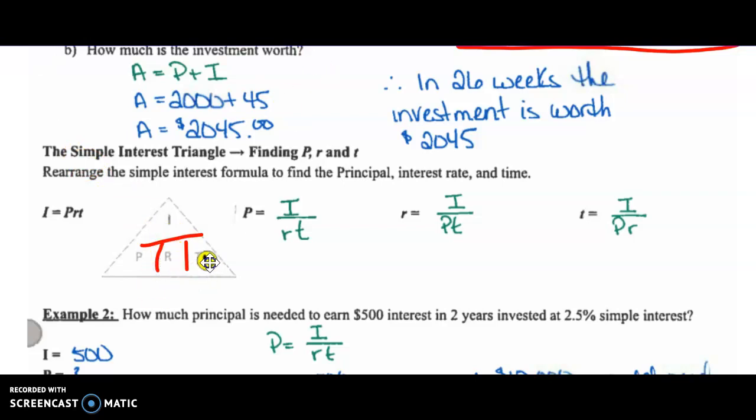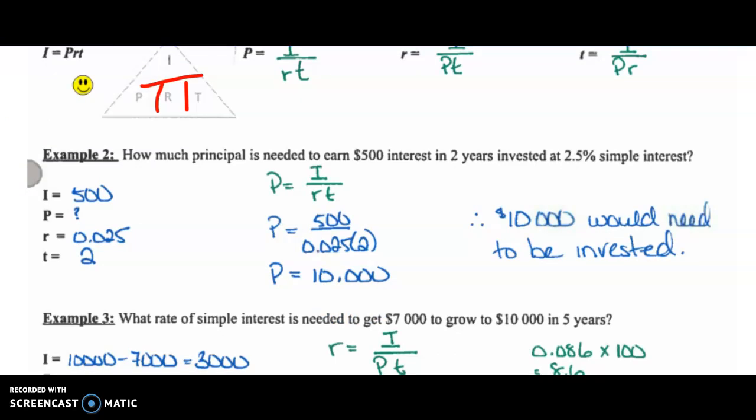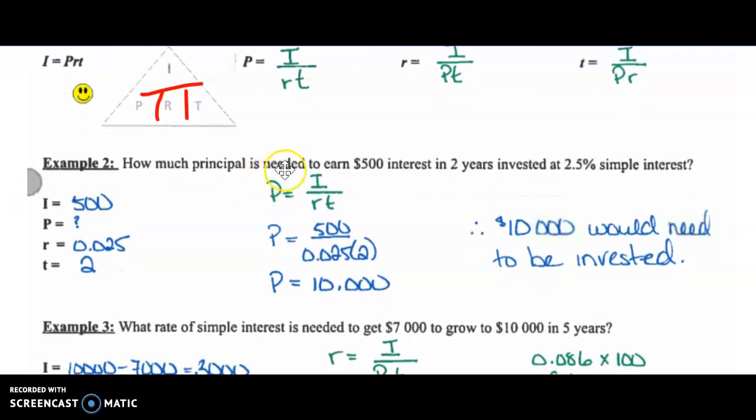Let's say I'm looking for T. Cover the T up, I over PR. Okay. And what happens now is we can solve all the equations. So now how much principal is needed to earn $500 in interest in 2 years invested at 2.5% simple interest. So again, it's a simple interest question. We have I, P, R, and T. So write those down, I, P, R, T, and then you go through here, and one of these will be what you're looking for, and the other three will be known.